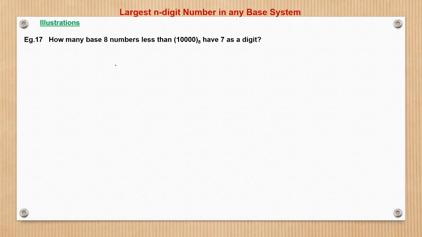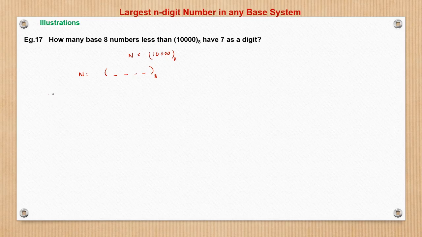Now question number 17: how many base 8 numbers less than 10,000 in base 8 have 7 as a digit? Okay, so basically it says the number is less than 10,000 in base 8, so the number is nothing but a 4-digit number in base 8. And the question is how many such numbers have 7 as one of the digits.